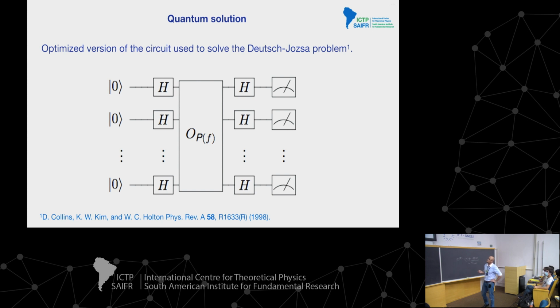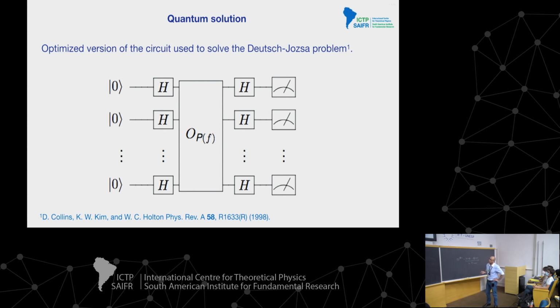Okay, let's show how the quantum algorithm works. This is an optimized version of this circuit. This is not the original one proposed by Dave Deutsch and Richard Jozsa. This is proposed by Cleve, Ekert, Macchiavello, and Mosca, because in the original version they use an auxiliary qubit here, but it's not necessary.